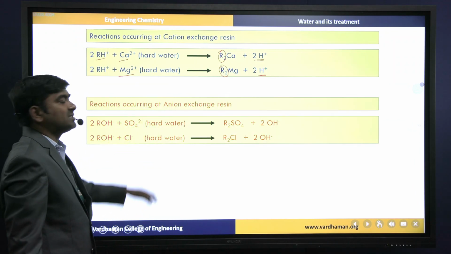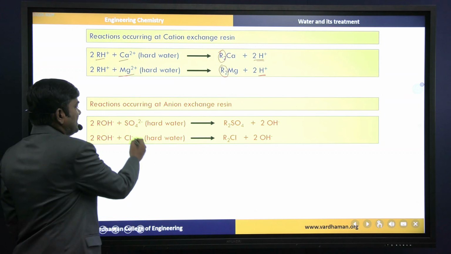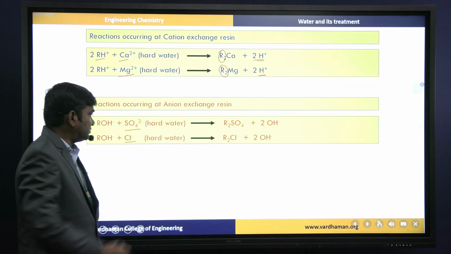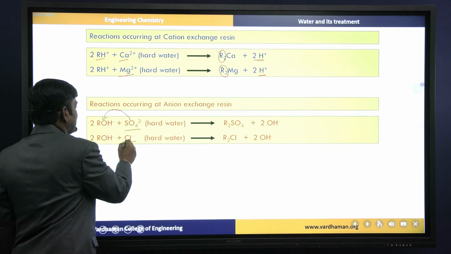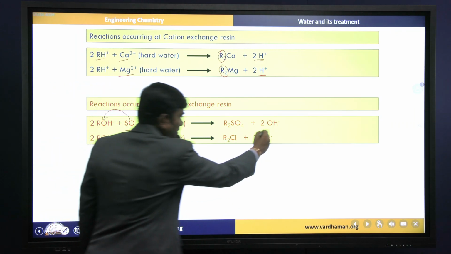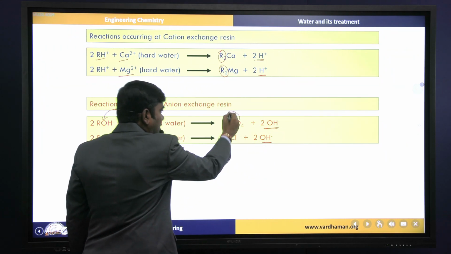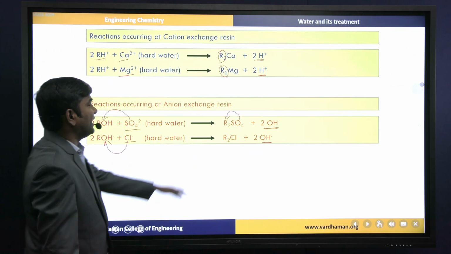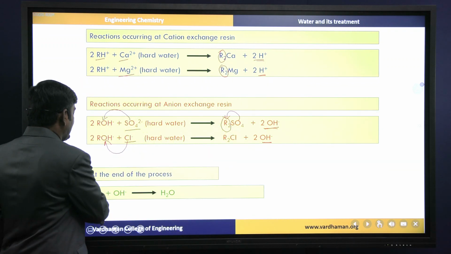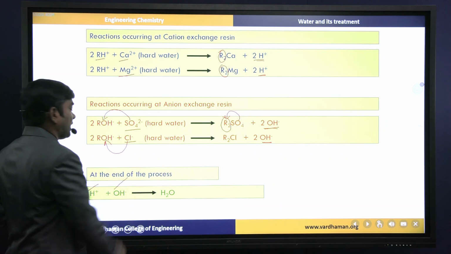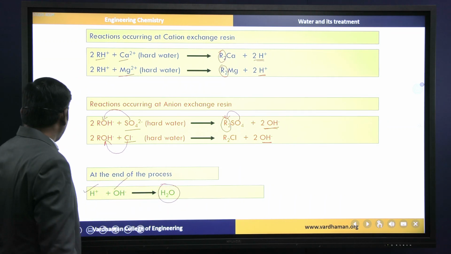Now the anion exchange reactions in the anion exchange chamber. Whatever sulfates, chlorides and nitrates are there are exchanged by OH minus ions, so OH minus ions come out. Those sulfates, nitrates and chlorides are captured by the anion exchange resin. R means resin. At the end H plus ions and OH minus ions come out, and again we get water only, with no other byproducts.